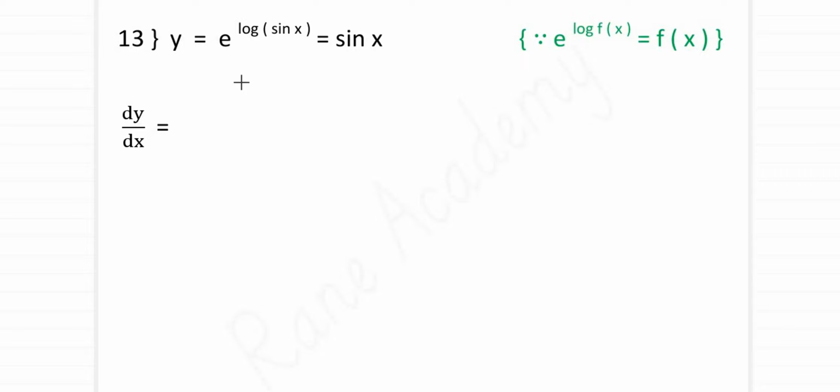Question number 13. Y is equal to e raised to log of sin x. Now here we have a result: e raised to log of f of x is f of x itself. So e raised to log of sin x will be written as sin x, and it is very easy. We know the derivative of sin x is cos x. So though the question appears difficult, it is very easy to use this result, e raised to log of f of x is f of x.